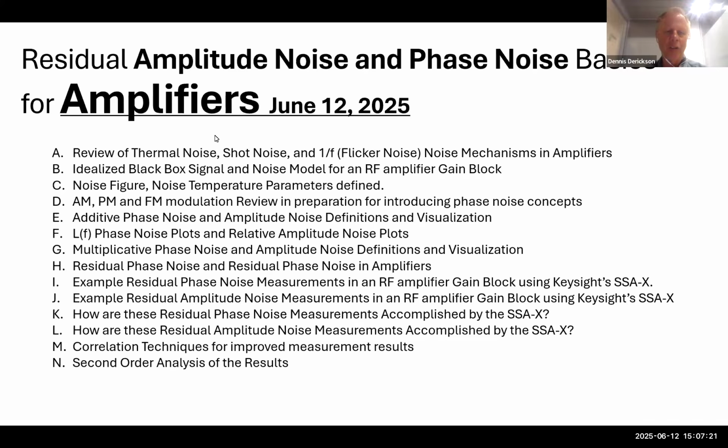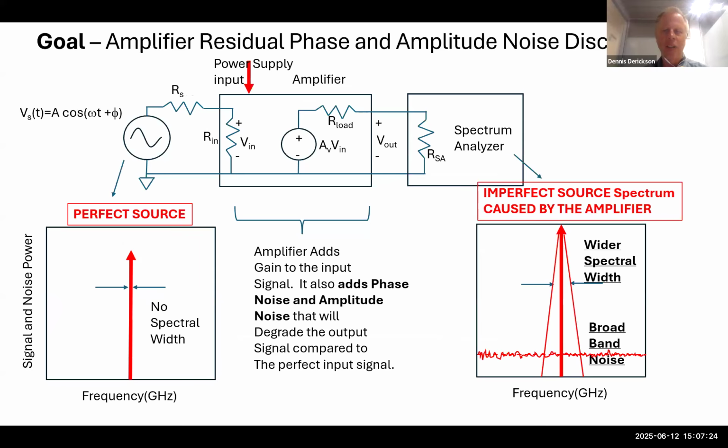And first, I'll tell you what we're trying to do. Here's the goal of this discussion. We're going to start on the left-hand side with a perfect source. What do you mean by a perfect source? It's an AC source at a particular frequency, and it has this mathematical function of some amplitude, a cosine wave, and it is a perfect pure sine wave. If you look in the frequency domain, it's a delta function. It has no spectral width, a perfect source.